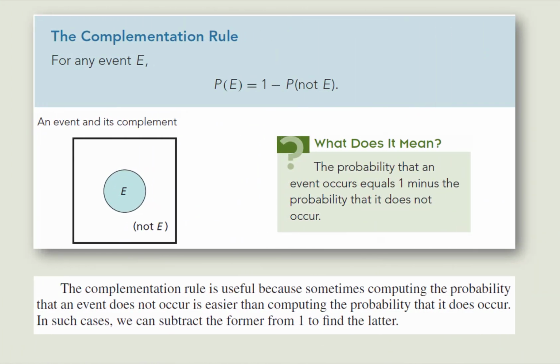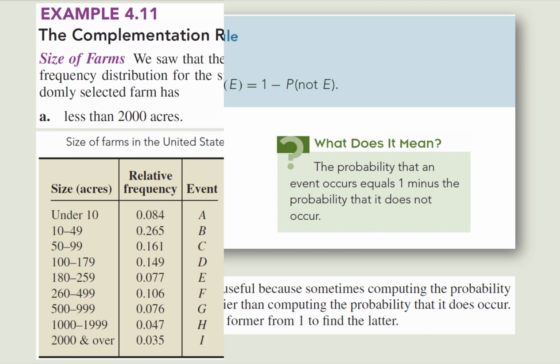The complementation rule allows you to calculate the probability of an event indirectly. P(E) will be equal to 1 minus P(not E). Why? Because sometimes it's easier to calculate the probability of something not occurring than it is to calculate the probability of that event happening. We'll just subtract P(not E) from 1.